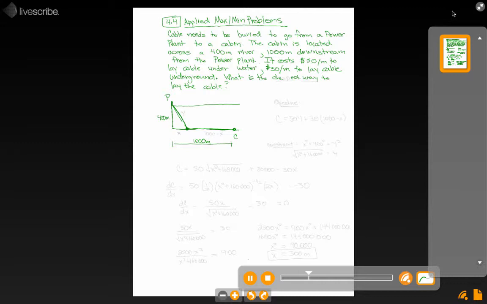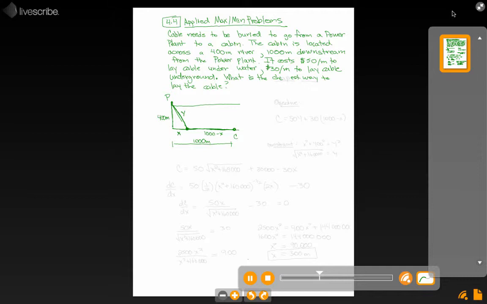So let's draw something in between those. We'll lay the cable underwater to a certain point, and then we'll go on land the rest of the way. So let's call that point x meters upstream, which leaves me with the length that we're going underground to be 1,000 minus x. This distance that we're traveling underwater, I need to call something, so maybe I'll call it y for the moment.